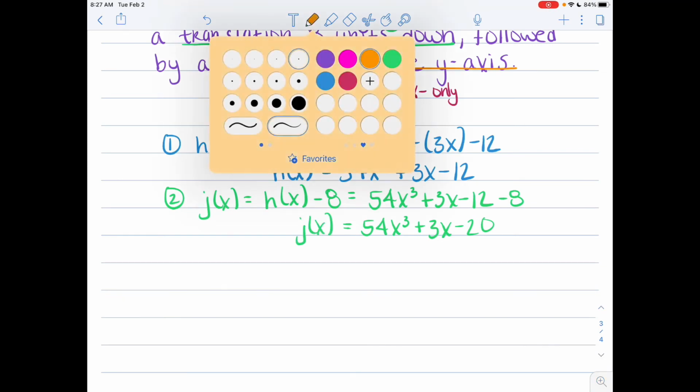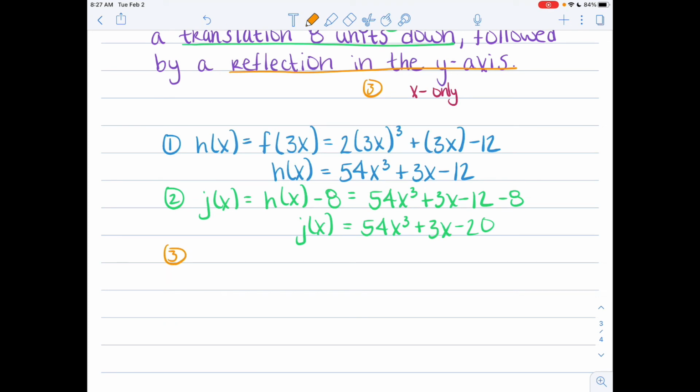Our final step is a reflection in the y-axis. Since this is final, I'll call it g of x. And I want to do j of negative x. Remember that it only affects the x and it is inside parentheses. So I'm going to say 54 times negative x to the 3rd plus 3 times negative x minus 20.